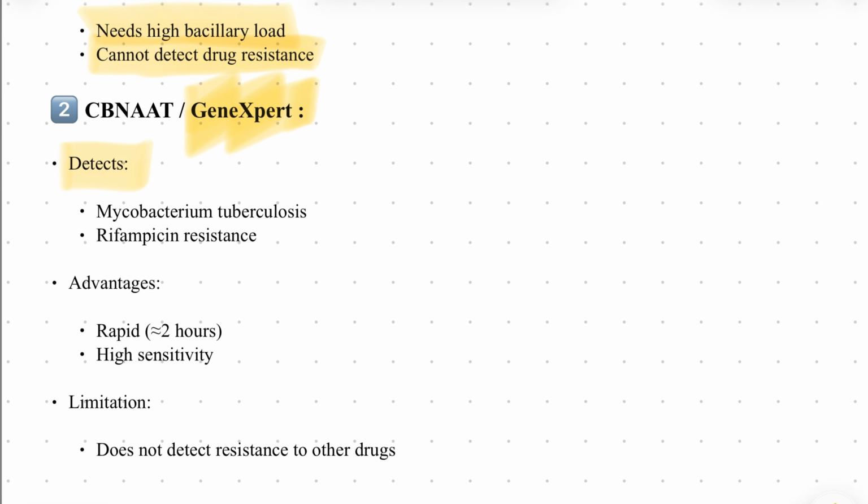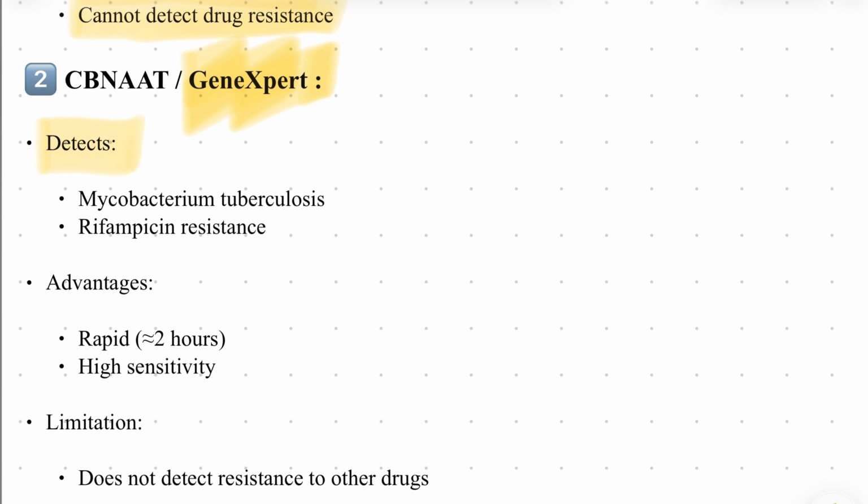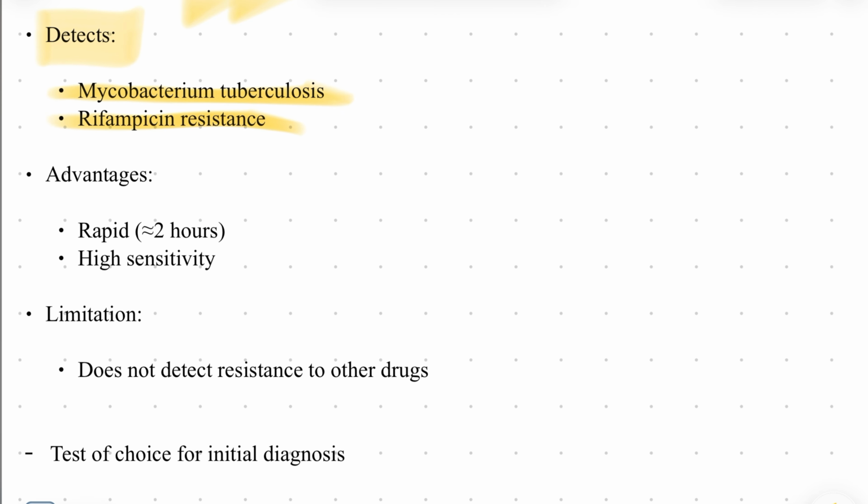Then coming to CBNAAT, it's a gene expert. One investigation changed the entire TB diagnosis era. Don't worry about the full form of CBNAAT, just remember CBNAAT. Mycobacterium tuberculosis will be detected from it, and rifampicin resistance cases. I even said why ZN stain is least used compared to CBNAAT, because it has a limitation: it is not able to detect resistant cases. So CBNAAT is at the upper end compared to ZN stain.